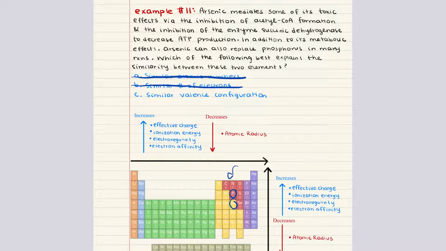Phosphorus ends in 3s2, 3p3, and arsenic has an electron configuration ending in 4s2, 4p3. That similarity in their valence electron configuration, where they have ns2 and np3, leads to similar chemical properties. And again, this explains why arsenic can interfere with biochemical processes that typically involve phosphorus. So with that, the correct answer for 11 is going to be C.